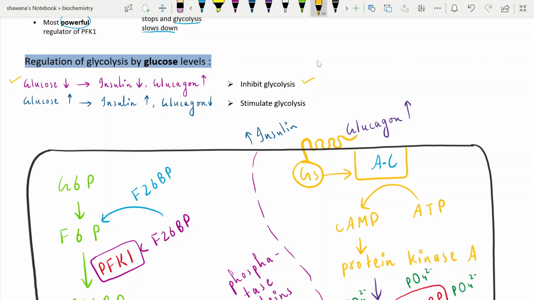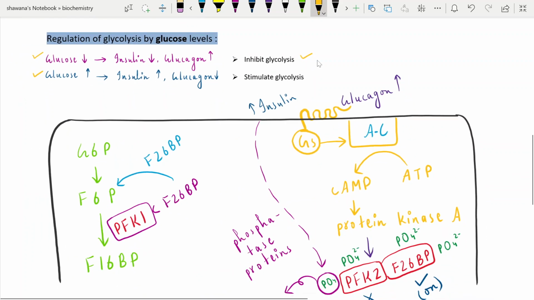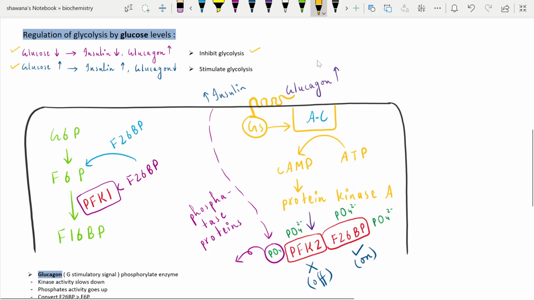No, we do not. But when glucose level is high, insulin is also high and glucagon will be low. It means that an abundant amount of glucose is present in the bloodstream and we can convert it into ATP, so it will stimulate glycolysis. First we will discuss when glucose is very low inside the blood.